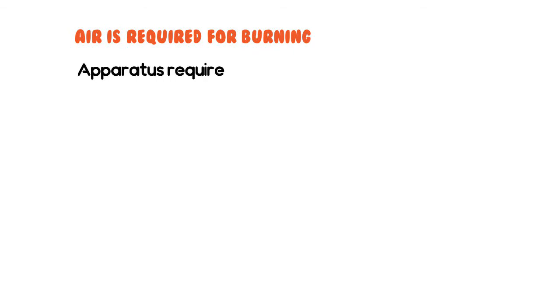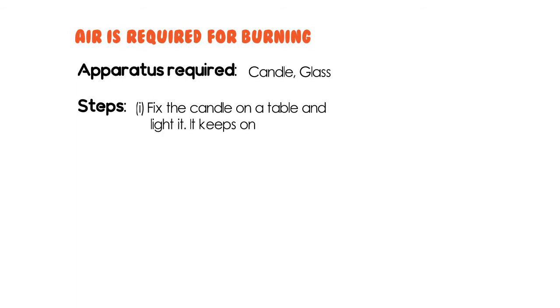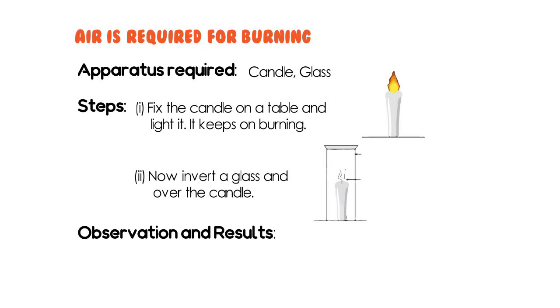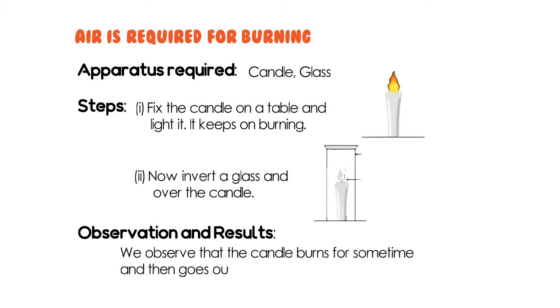Air is required for burning. Apparatus required. Candle, glass. Steps. Fix the candle on a table and light it. It keeps on burning. Now invert a glass over the candle. Observation and result. We observe that the candle burns for some time and then goes out. This shows that the candle needs air to burn.